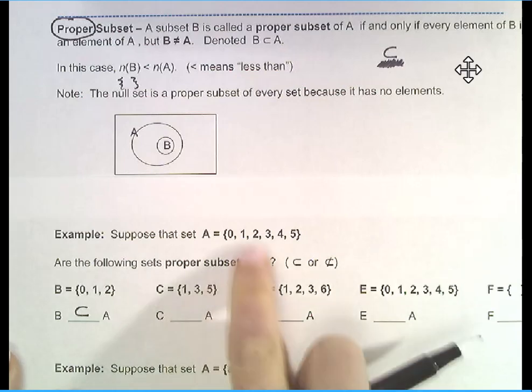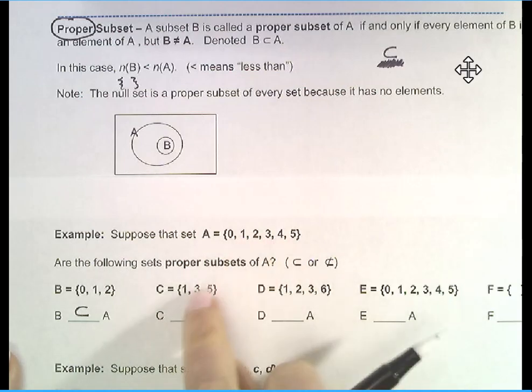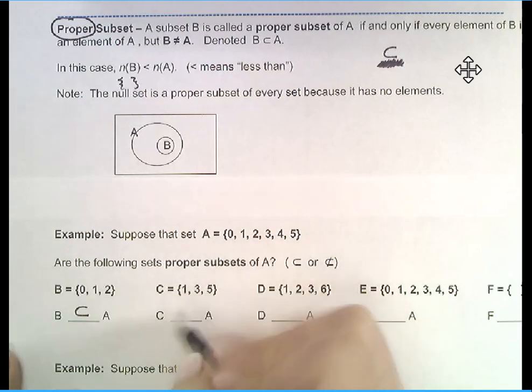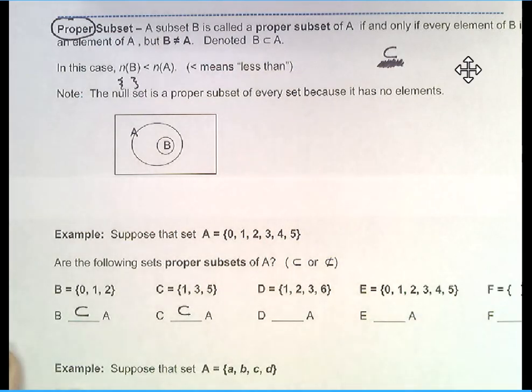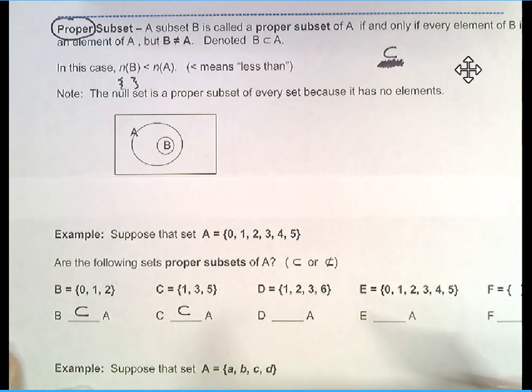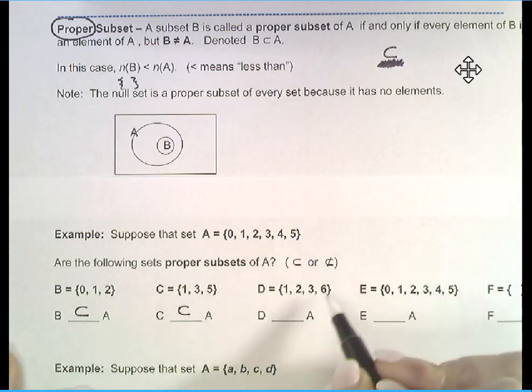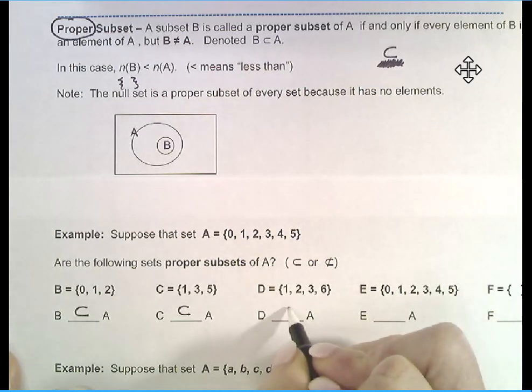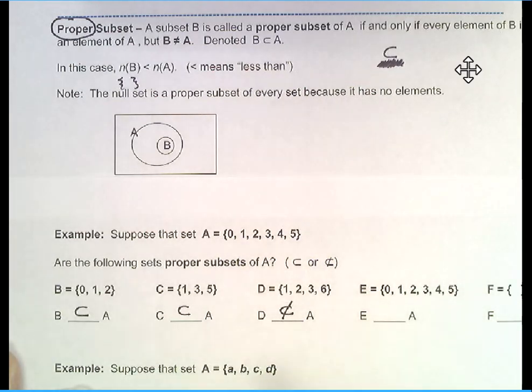Set C contains 1, 3, and 5. Those are also included in A. C has less elements than A, so it's a proper subset. D contains 1, 2, 3, and 6. Well, that 6 is messing it up because 6 is not inside of A. So D is actually not even a regular subset of A, but it's also not a proper subset of A.